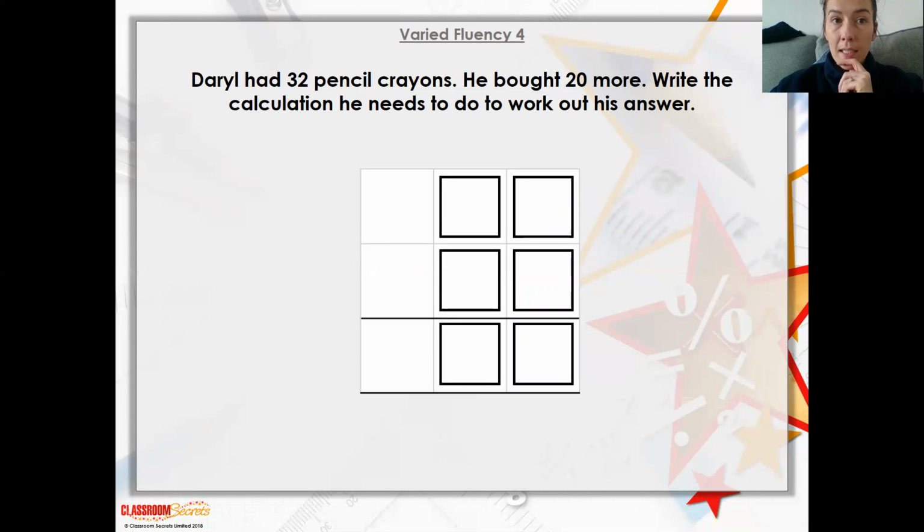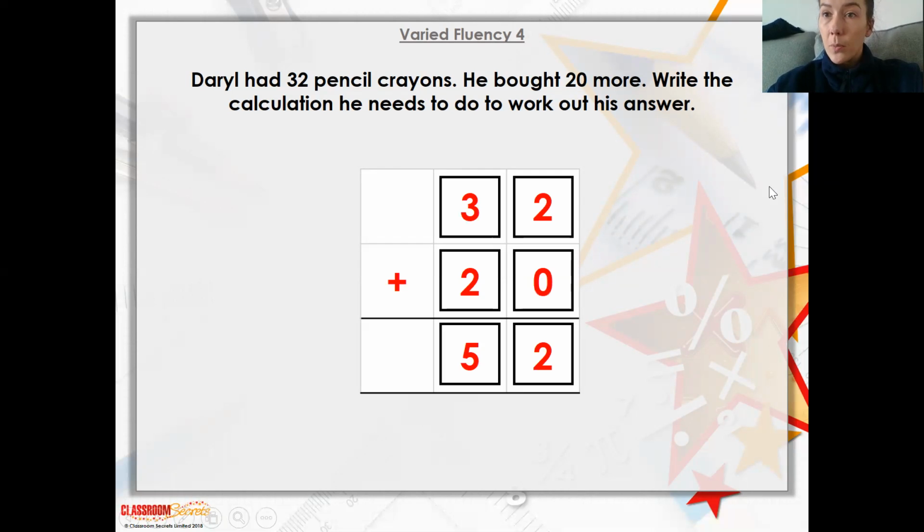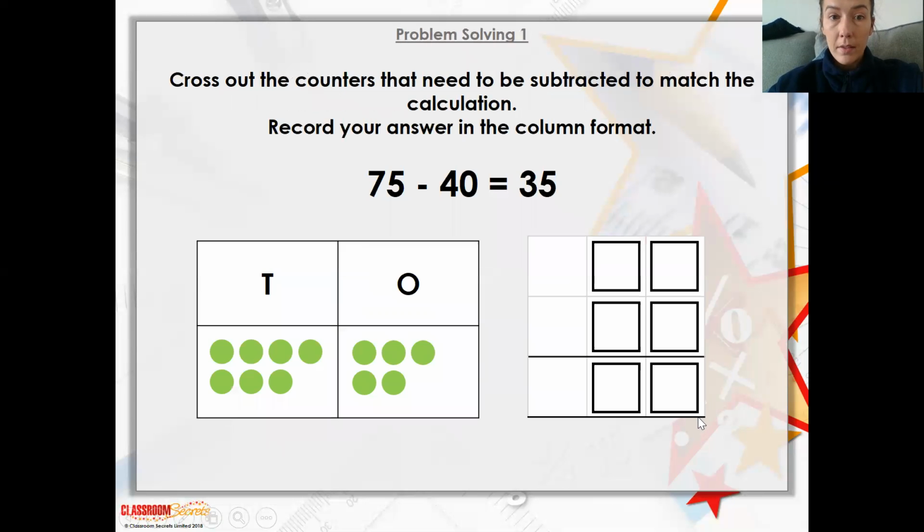Right, a bit of problem solving here. So Daryl had 32 pencil crayons, bought 20 more. Write the calculation he needs to do to work out his answer. Right, so what I would do here, if we're in class, I'd get you to highlight the important information in this question. So we've got 32, but 20 more. The more indicates that it's going to be an addition because the number is getting bigger. So it's 32, add 20 equals 52. Again, using that column method.